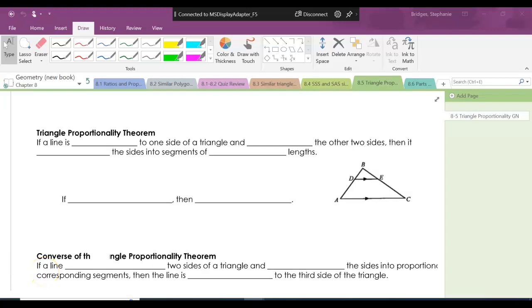Proportionality theorem. Triangle proportionality theorem, which means we're going to deal with more proportions, okay? This whole chapter is nothing but proportions.